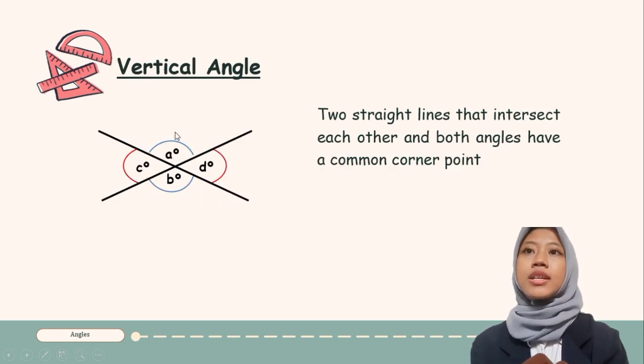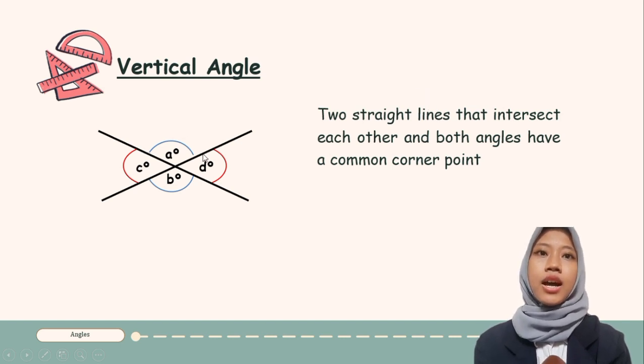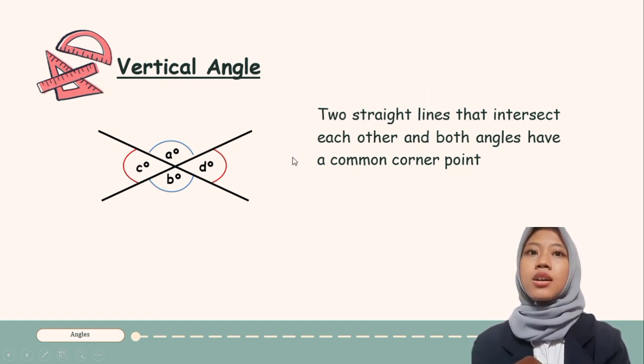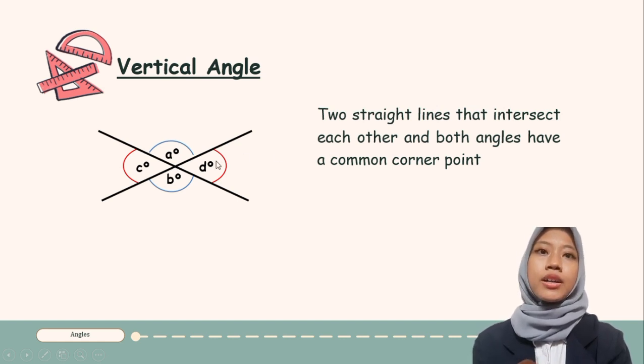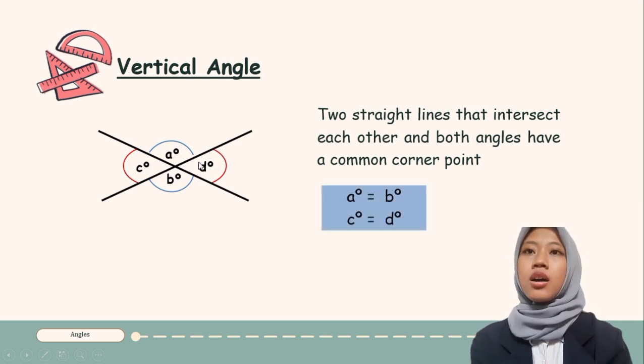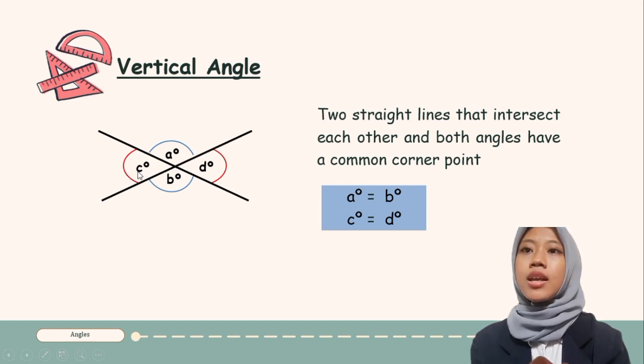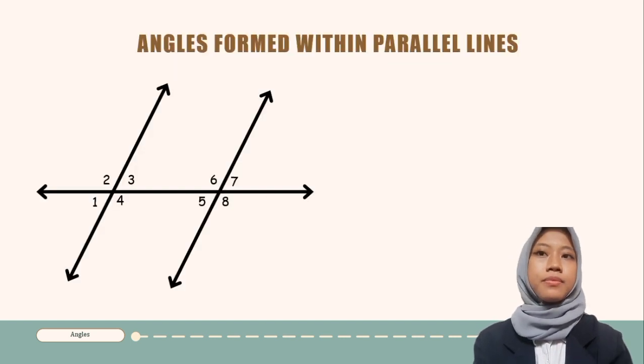And then the last is vertical angle. A vertical angle has two straight lines in here that intersect each other in here, and both angles have a common corner point. So in vertical angles, the size of angle A degree and B degree is the same. And then the size of angle C degree and D degree is also the same.